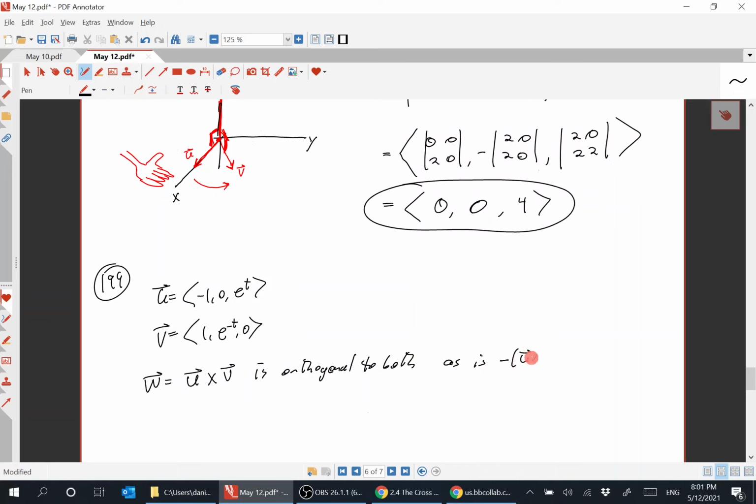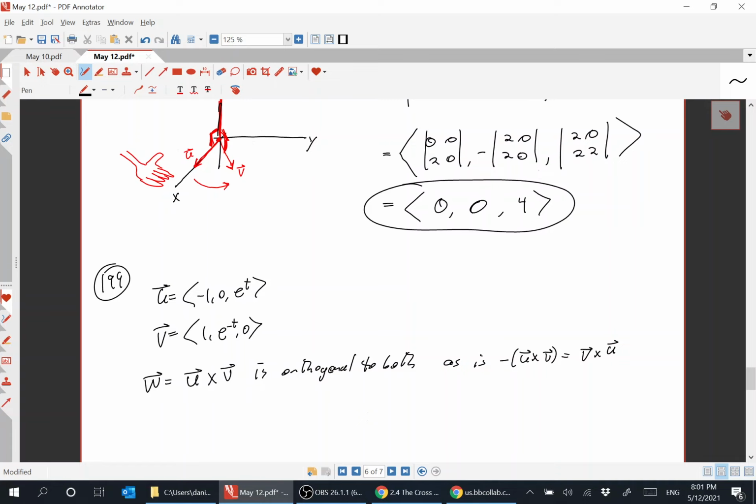as is negative U cross V. The negative of U cross V is the cross product in the other direction, V cross U. So U cross V and V cross U differ by negation. That's just because you're turning your hand upside down with the right hand rule. Curling your fingers in the direction from U to V, your thumb would go the opposite way if you want to curl in the direction from V to U. All right, so the cross product is orthogonal to both.